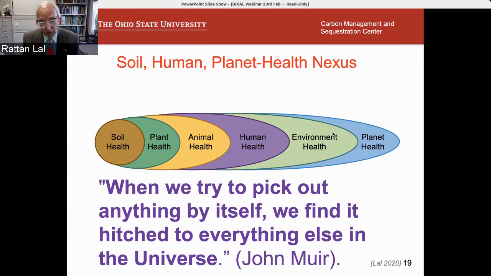I know because of COVID-19, we have given a lot more emphasis to human and animal health, which is true and should not be undermined, but the fact remains human health is strongly impacted by the health of soil. Soil impacts plant, animal, environment, and the planet. That is the philosophy, the concept that we should not forget.